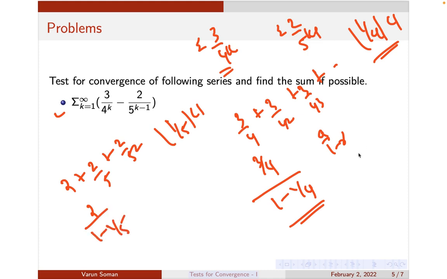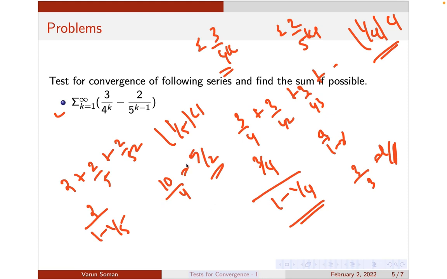Okay. So if you clear it out, it is actually 3 by 4, so basically the sum is 1 here, right? 4 minus 1, okay. So the sum is actually 1 there, and here it is actually 10 by 4, or it is actually 5 by 2. Please correct me if I'm wrong.